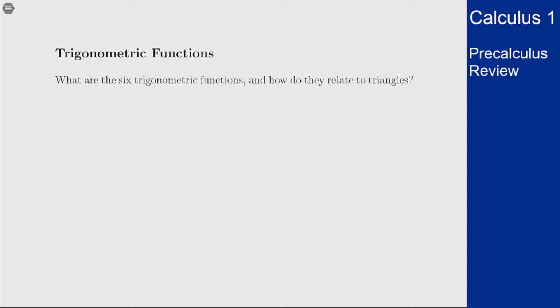In this video, we'll look at the 6 main trigonometric functions, how they come from triangles, and the special values of these functions. So there are 6 main trigonometric functions, which can be related both to triangles and then just to angles in general beyond that.